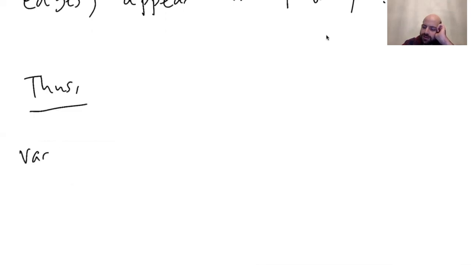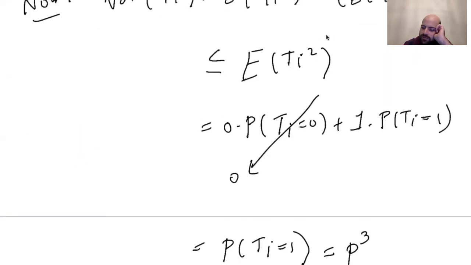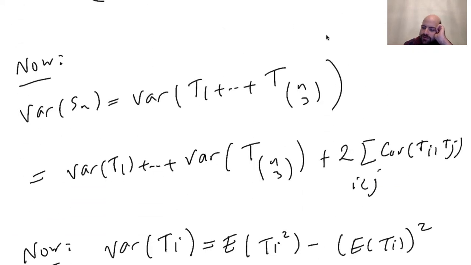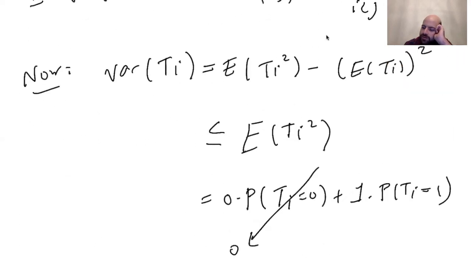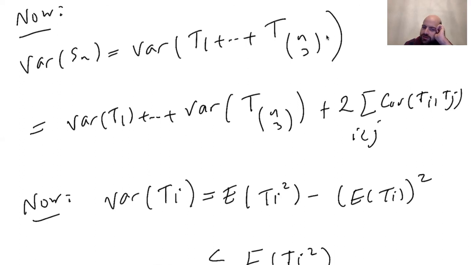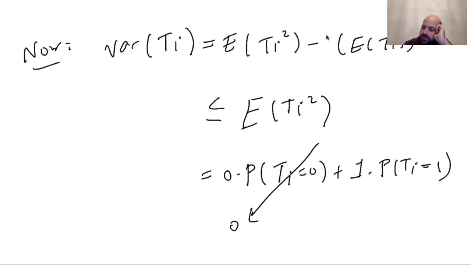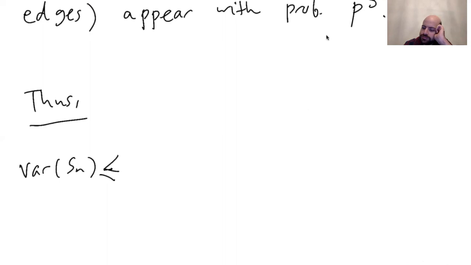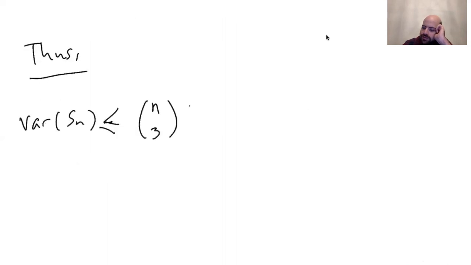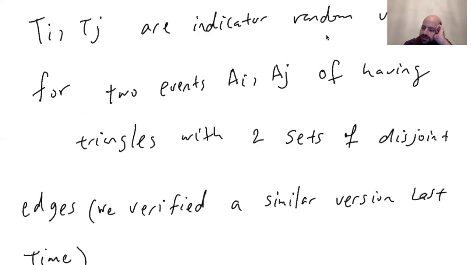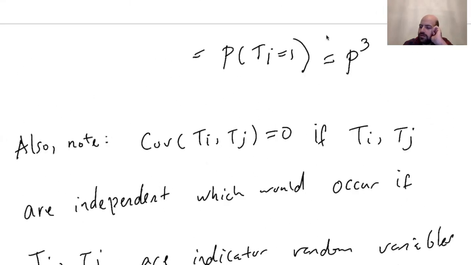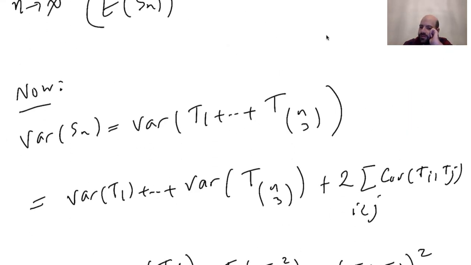Now let's look at the expression we had for variance Sn. Variance Sn is less than or equal to a bunch of variance terms and a bunch of covariance terms. Each variance term was bounded above by p to power 3. How many such terms do I have? N choose 3 such terms. So n choose 3 times p to power 3, plus a bunch of covariance terms, 2 times.